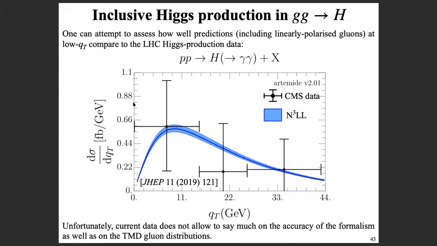Unfortunately, though, if you go and try to compare the predictions with linearly polarized gluons with the current data, well, actually, you cannot say much. This is shown in this plot in which the QT distribution for X production that eventually decays into a pair of photons is compared to the CMS data. And so you see that the uncertainties are such that we cannot really say much about whether, for instance, the X is a scalar or a pseudo-scalar.